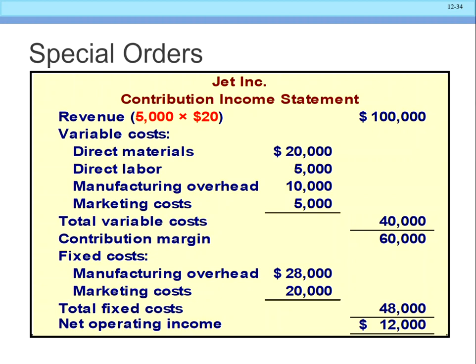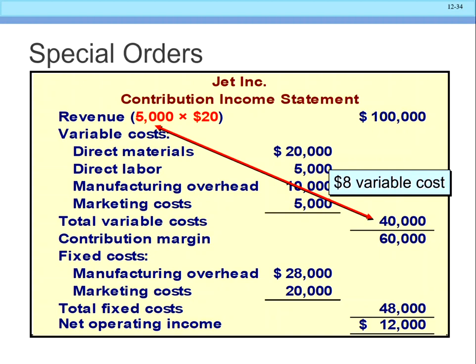So we can see that we have fixed manufacturing overheads of 28,000. We have marketing costs that are also fixed, 20,000. So total fixed costs in this scenario is 48,000. We are now saying, since these costs are fixed, whether we have a special order, the fixed cost will be 48,000. If we don't have a special order, the fixed cost will still be 48,000. So these fixed costs do not differ between alternatives, therefore they are irrelevant.